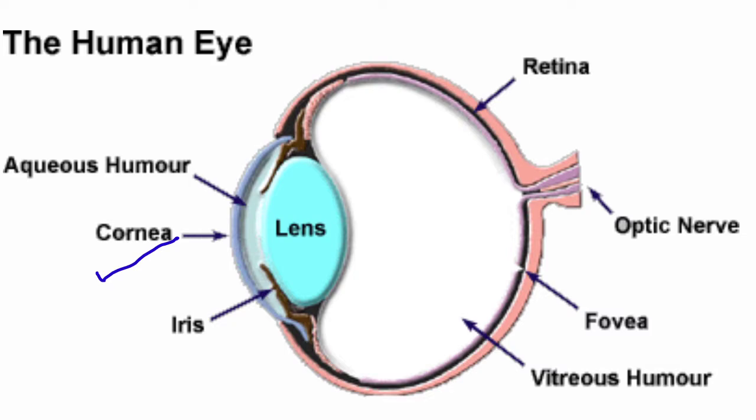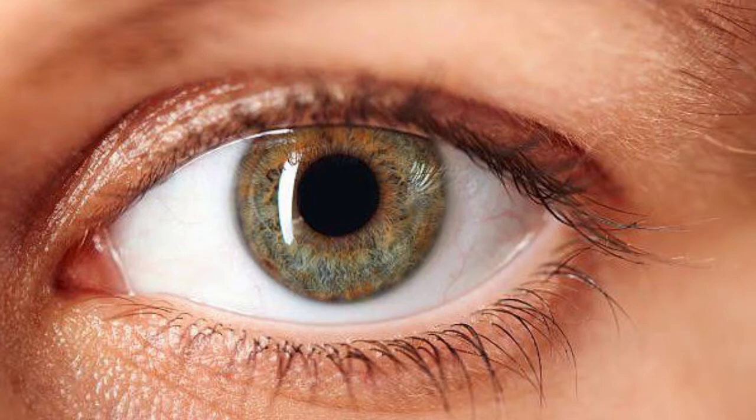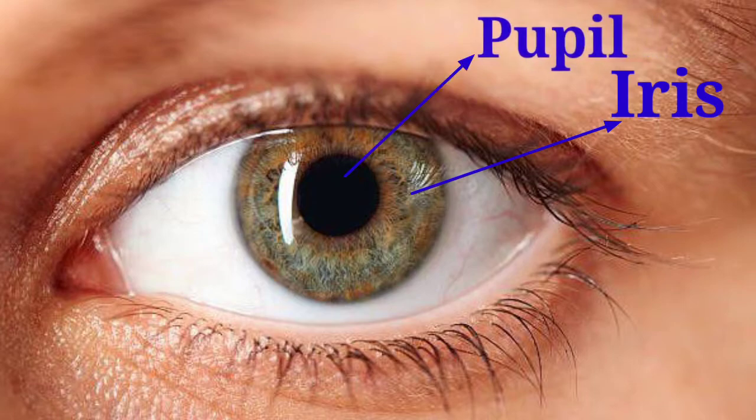It covers the front of the eye. It protects the eye against infections. Now see the colored portion of the eye. This is known as the iris. It is the iris that gives an eye its color. Now you see the tiny hole present in the middle of the iris. It is the pupil. It allows light to enter the eye.